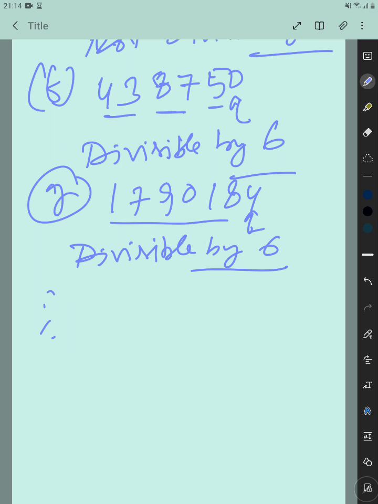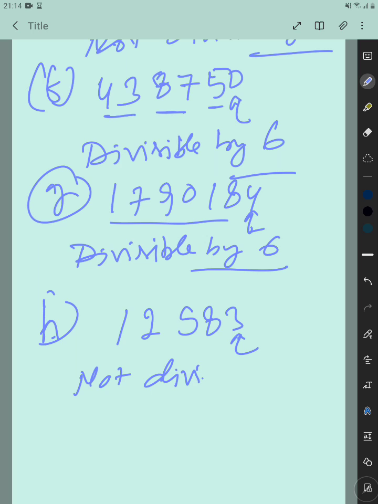So H is 12583. Since it is an odd number, it is not divisible by 2, so not divisible by 6 either. Not divisible by 6.